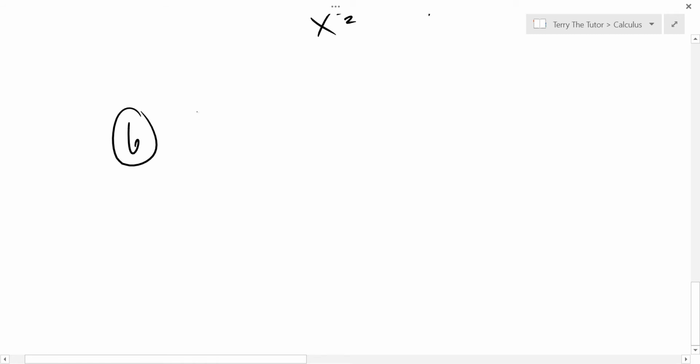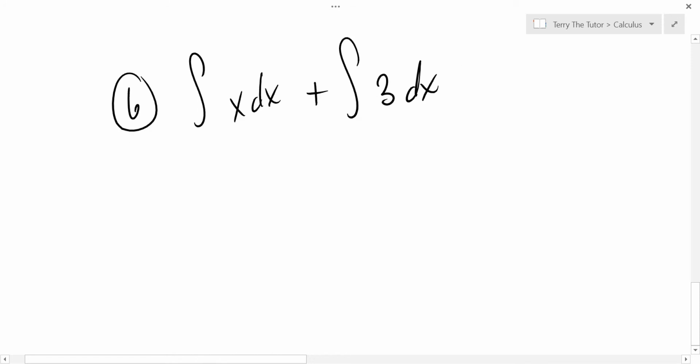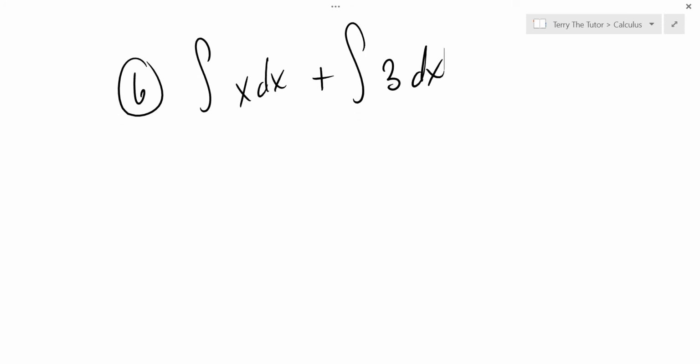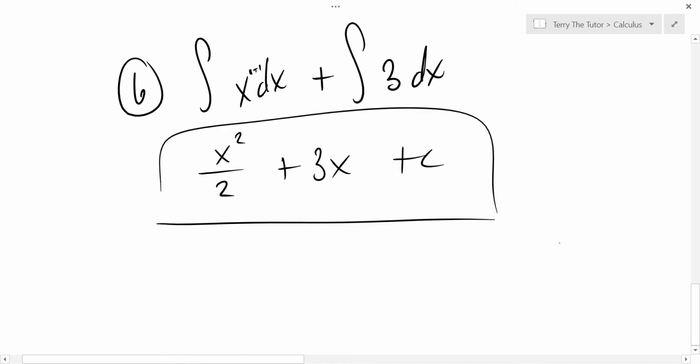We have got the integral of x dx plus the integral of 3 dx. Well, they're just two integrals, and I can take each integral separately and then just add the result. So the integral of x dx, I'm going to add 1 to the exponent. There's an imaginary 1 there, so plus 1. So I've got x squared over 2 plus 3x. And then we're going to say plus c, because that's the proper thing to do. And we're done.